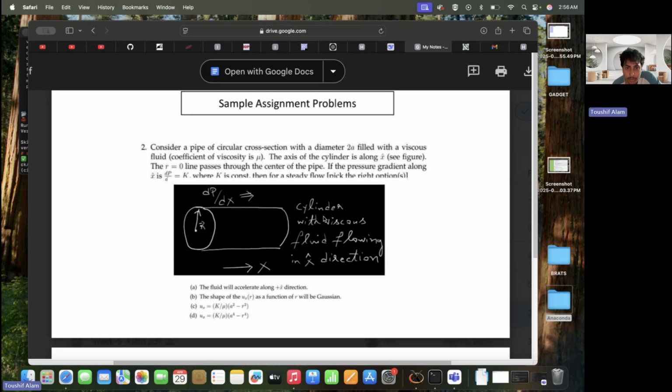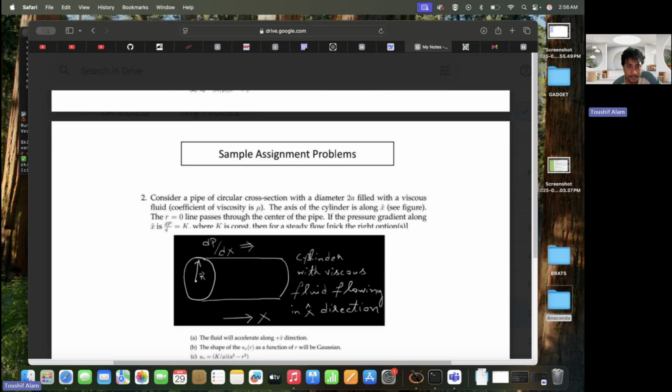So we have come across this earlier. The fluid will accelerate along positive direction. The shape of u_x as a function of r will be Gaussian. u_x will be this form or this form. I think we have come across this in the earlier assignment. The correct option is option C.